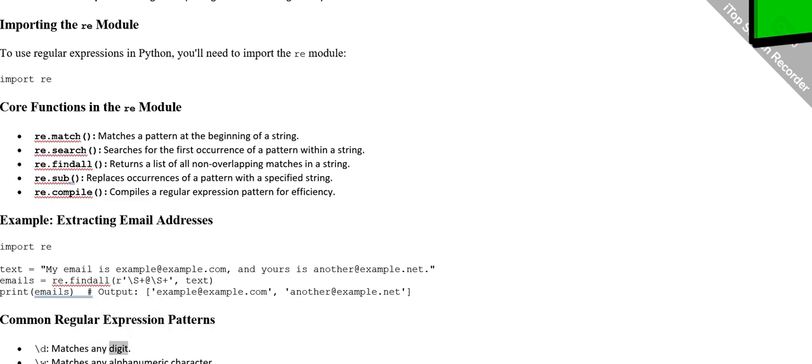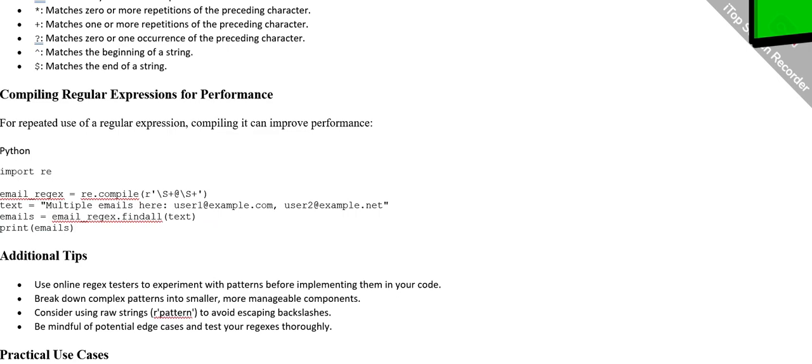Common regular expression patterns. \d matches any digit. \w matches any alphanumeric character. \s matches any whitespace character. . matches any character except newline. * matches 0 or more repetitions of the preceding character. + matches 1 or more repetitions of the preceding character. ? matches 0 or 1 occurrence of the preceding character. ^ matches the beginning of a string. $ matches the end of a string.